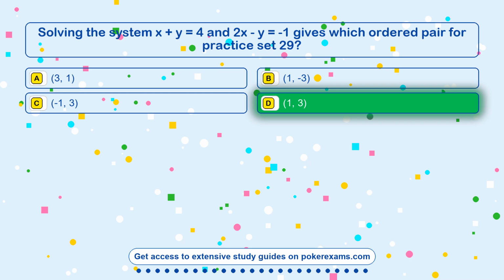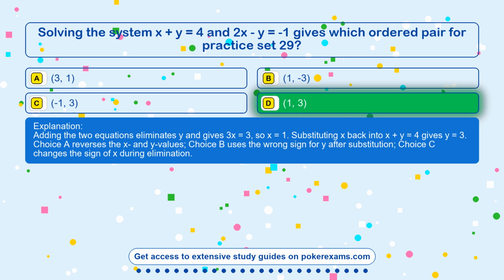The correct answer is option D, 1, 3. Adding the two equations eliminates y and gives 3x equals 3, so x equals 1. Substituting x back into x plus y equals 4 gives y equals 3. Choice A reverses the x and y values, choice B uses the wrong sign for y after substitution, choice C changes the sign of x during elimination.